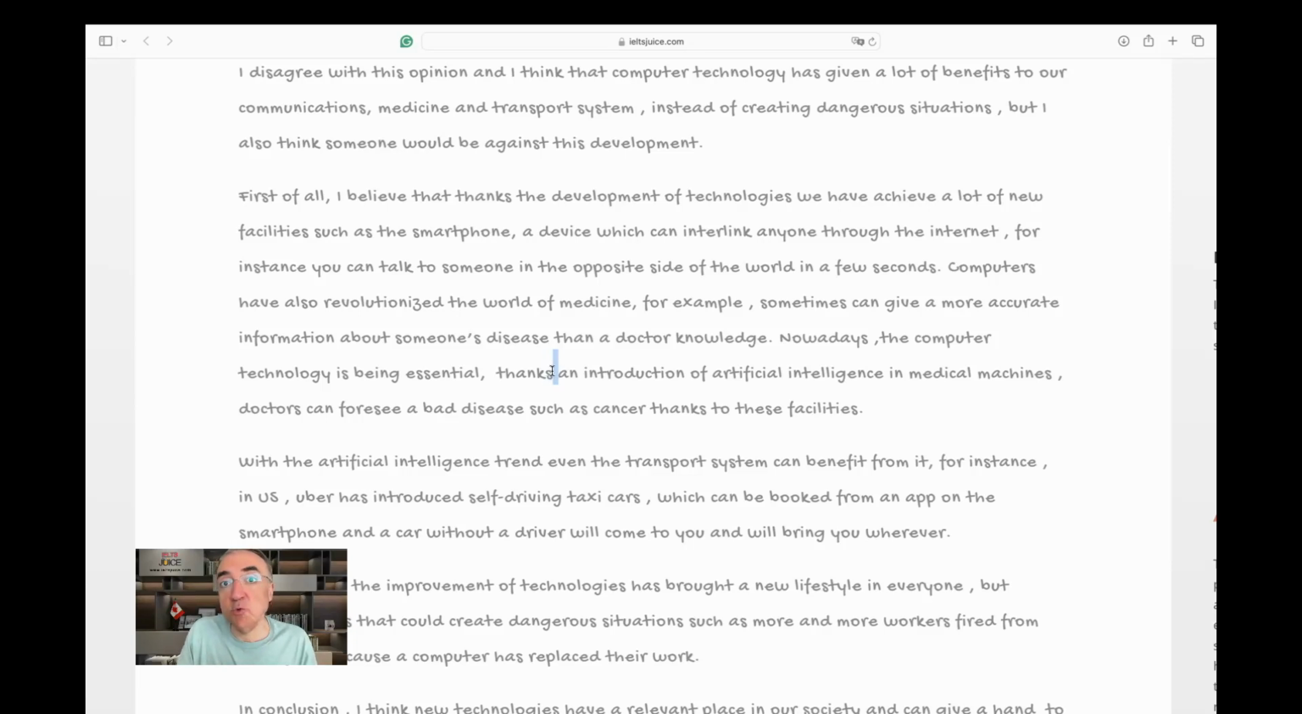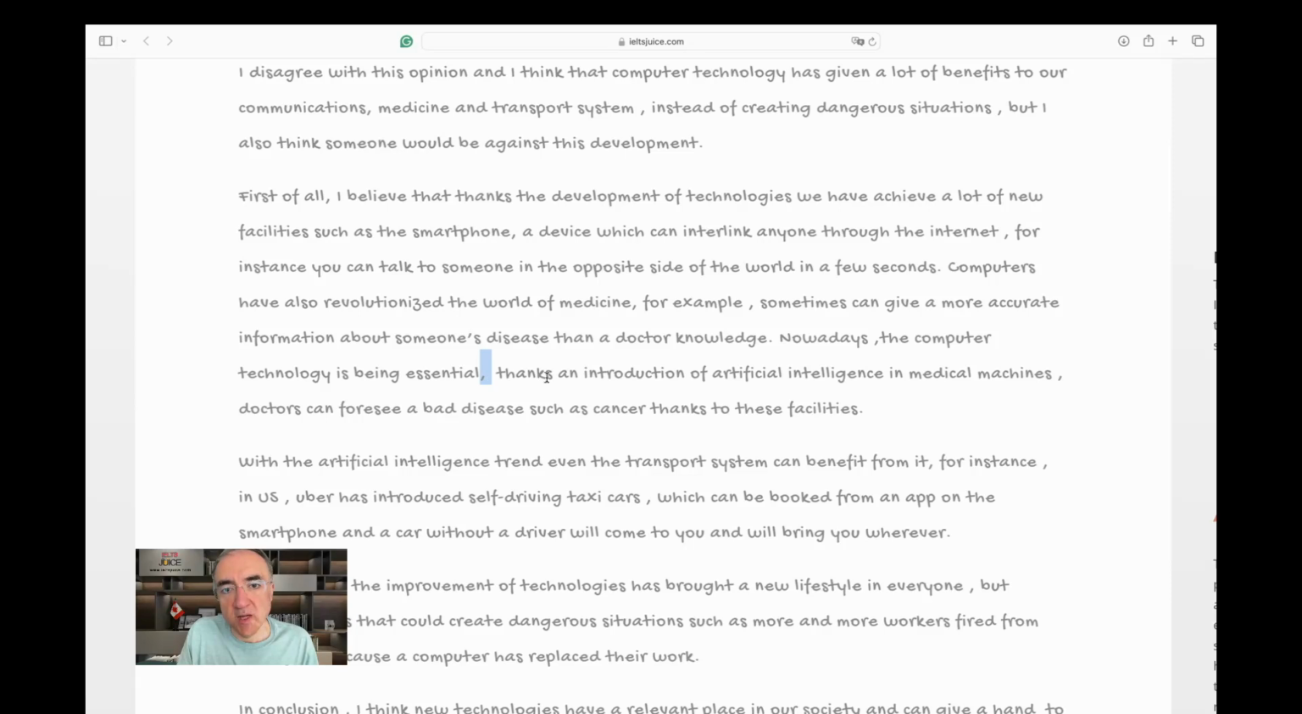And that's totally different. It's not just a simple vocabulary mistake. It's a connecting mistake, and it's also a vocabulary mistake. It's not done or executed correctly. Thanks to an introduction of artificial intelligence in medical machines. Nowadays, the computer technology is essential.